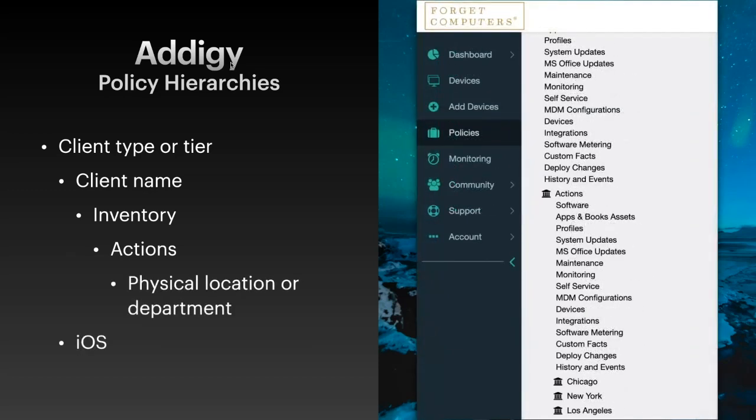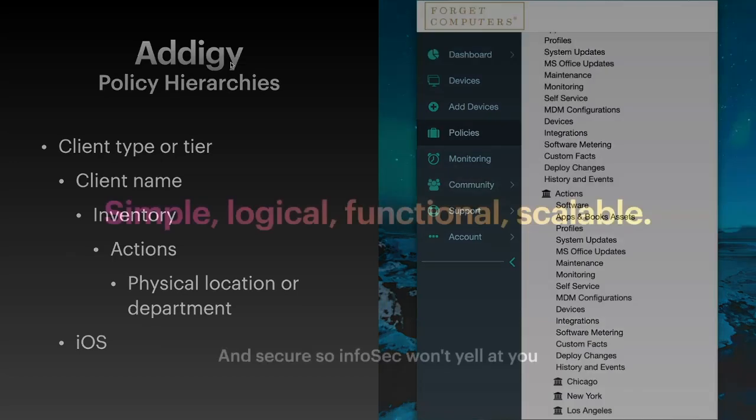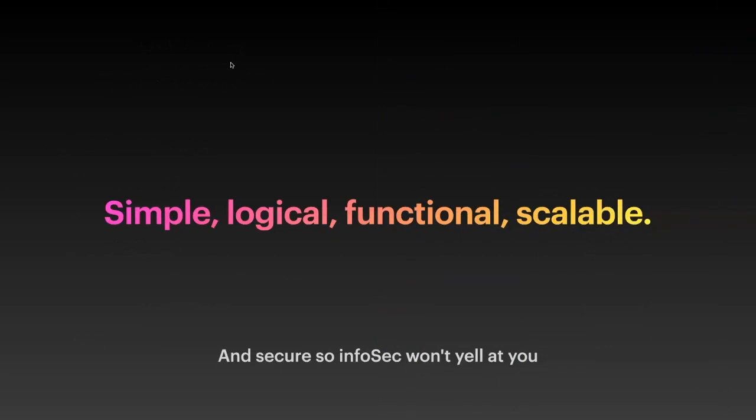Inside of the actions bucket, we will then generally break out based on physical location or department, based on the needs of the organization. And we'll usually keep our iOS devices separate there, just to make sure that if we have any MDM profiles that are compatible with both iOS and Mac, that we don't have them cross-pollinating in a way that we don't explicitly want them to. When it comes to naming your devices, this should be simple, this should be logical, functional, and scalable. Ideally secure, because no one likes being on InfoSec's bad side.